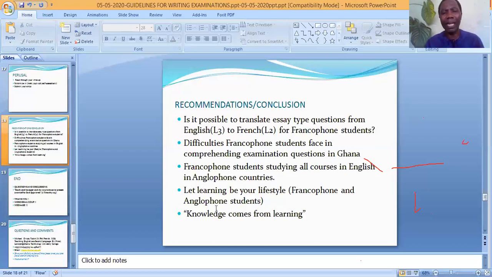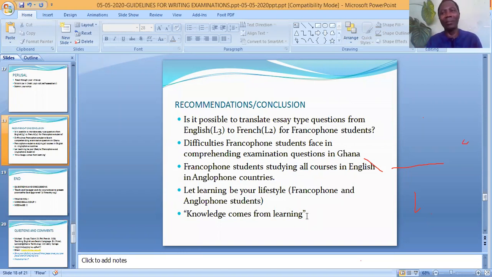Good. The last point, can you see this quotation here? Knowledge comes from learning. Can somebody tell us something about this, knowledge comes from learning? Can somebody tell us the source of this? Can you see that I put it in quotation marks? I think it's GTUC motto. GTUC is the school motto.